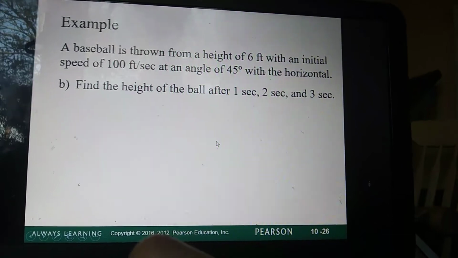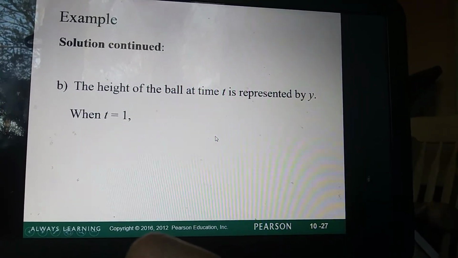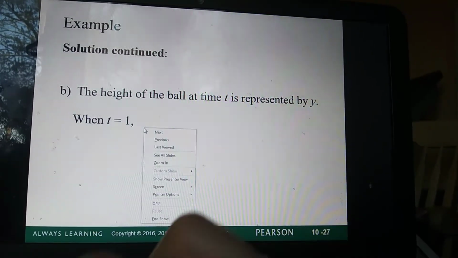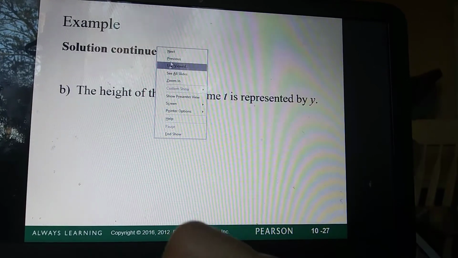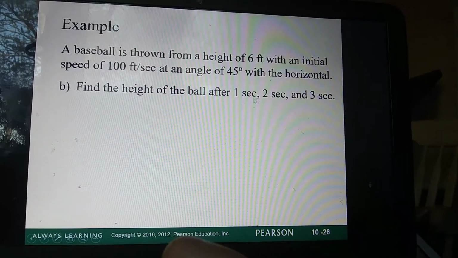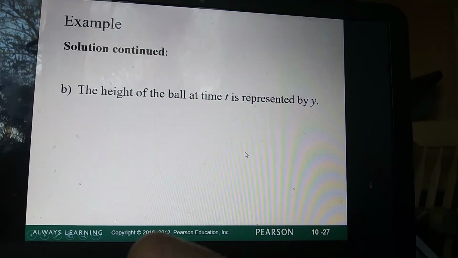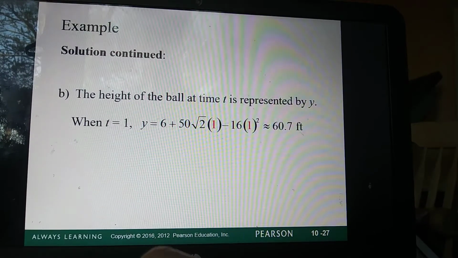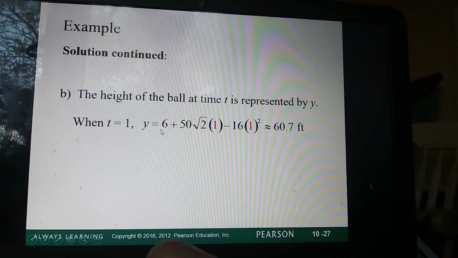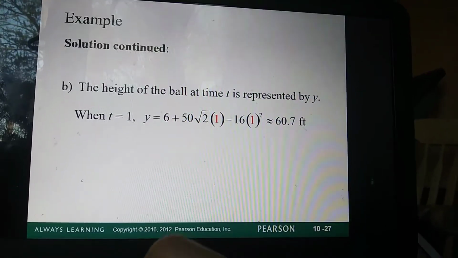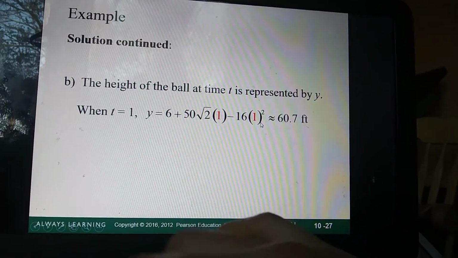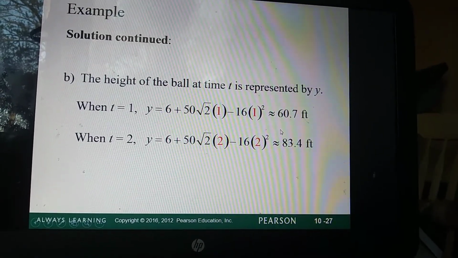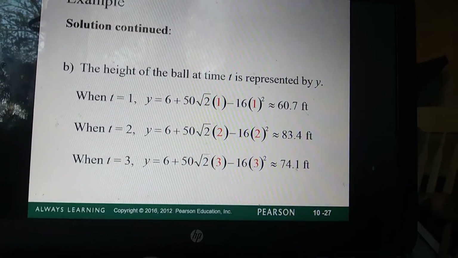So find the height of the ball. Okay, I switched around. So when time equals 1, let's go back. Sorry, I wish I copied it over. That's a little confusing. So we're trying to find the height of the ball at 1 second, 2 seconds, and 3 seconds. So our height is going to be determined by y. Remember, the horizontal distance will be x, and then your height will be y. So we literally just plug a 1 into that equation we derived, and out comes 60.7. When time equals 2, we plug in 2, and when time equals 3, we plug in 3.